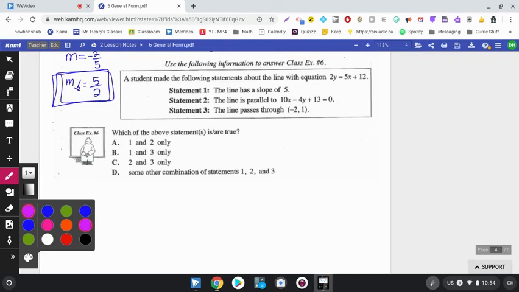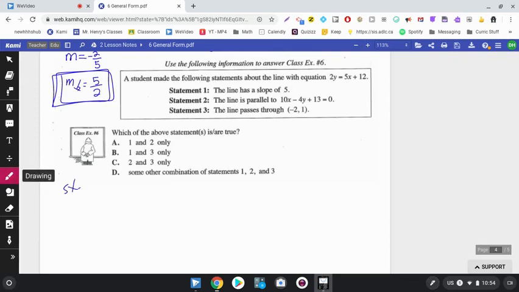All right, well, let's go through and say which of these are true. Let's go one by one and prove it. Okay, the line has a slope of 5. Let's try that one. Okay, so this is statement 1.